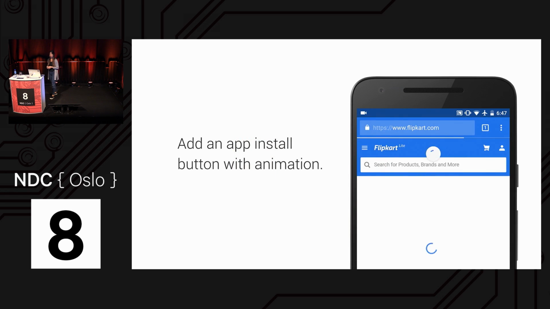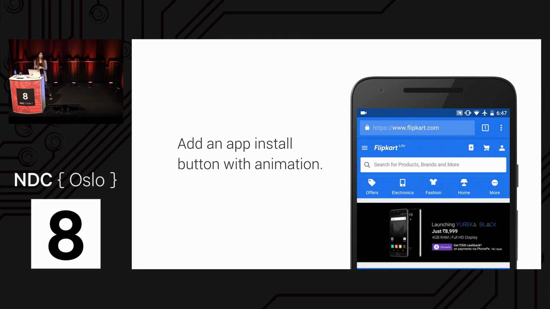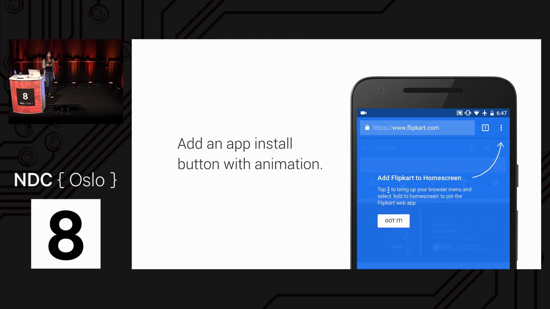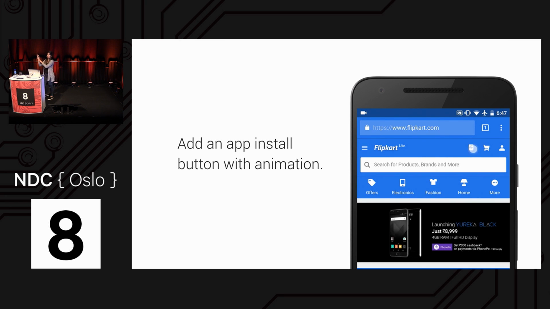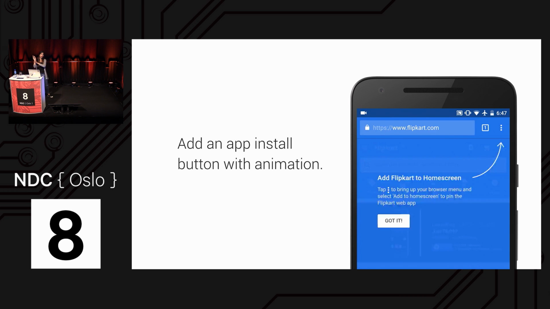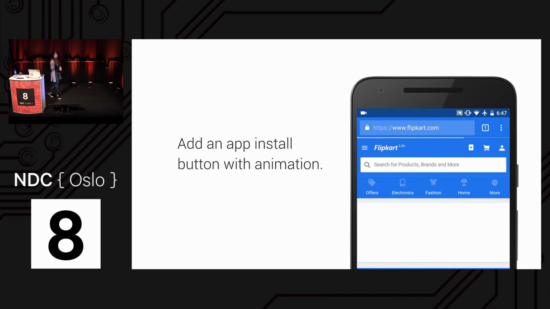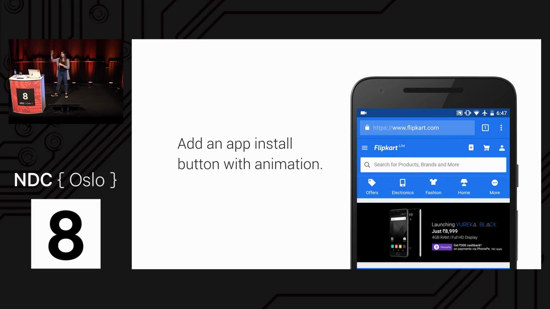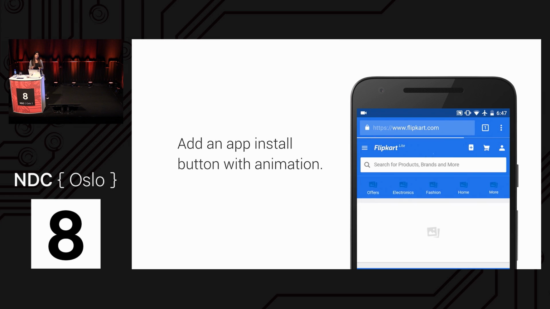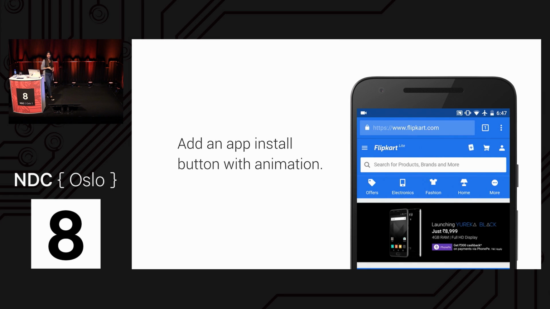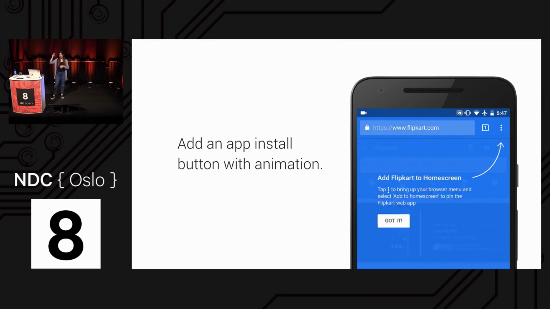The best way to do this is to add an app install banner signifier, like a button, where the user could click on this button and we could guide them and tell them, this is where you could tap. So this is what Flipkart does. They say, when you tap on that, you could tap here in order to add us to the home screen. Make sure to test this on all browsers, because the overflow menu position could differ on the browser.